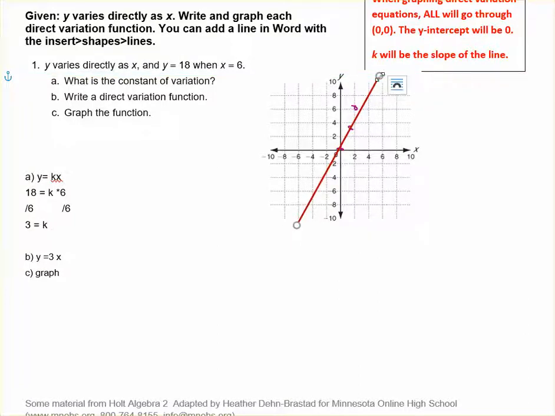Swing this up a bit. So you kind of get the idea. I'm a little bit off, but it's close enough. So once you get your line, then you're done with this problem.